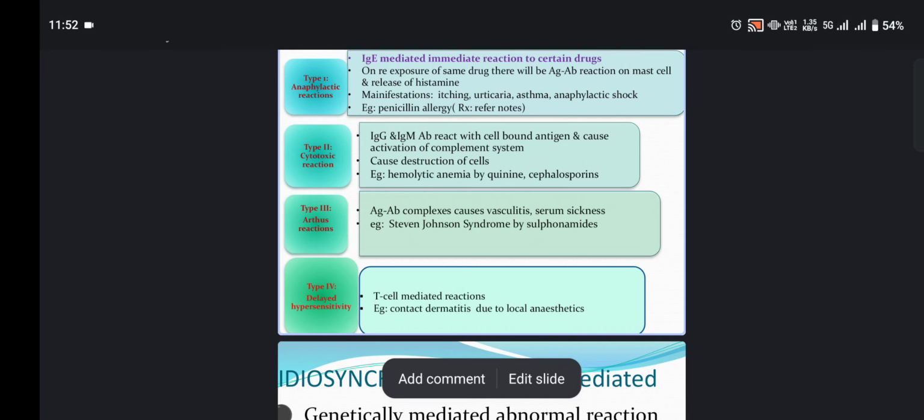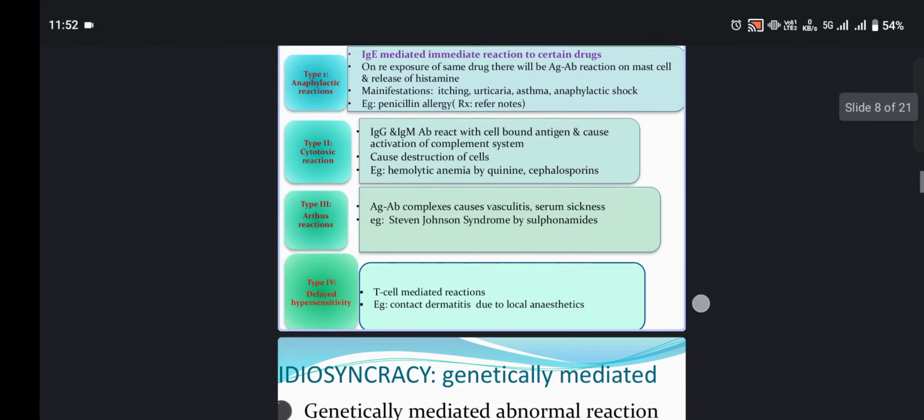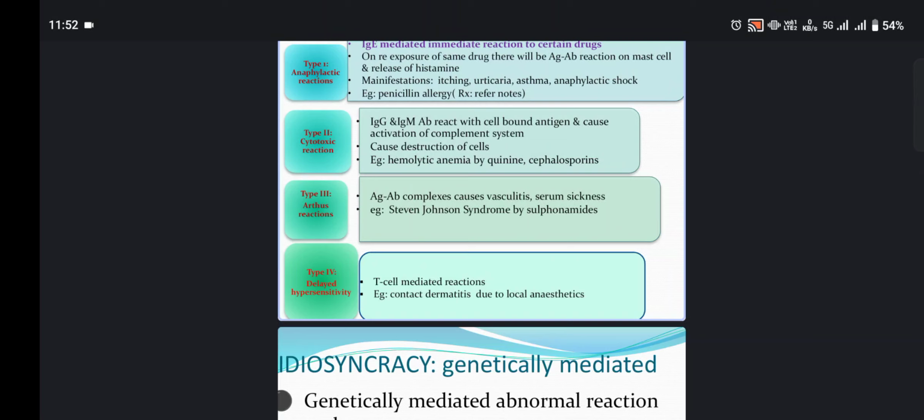In this, for example, penicillin allergic patients will feel so. Penicillin is one of the antibiotics, and many people have a penicillin allergy. So this is an anaphylactic reaction. Okay. So next comes cytotoxic reactions.